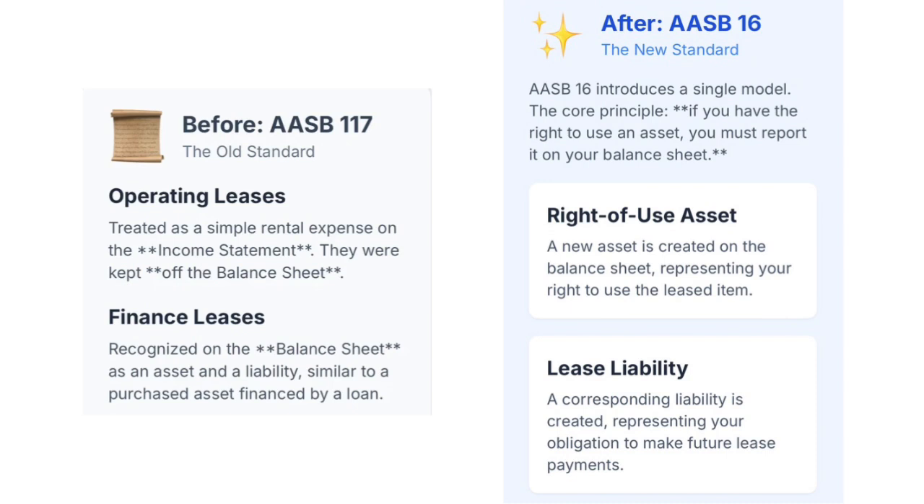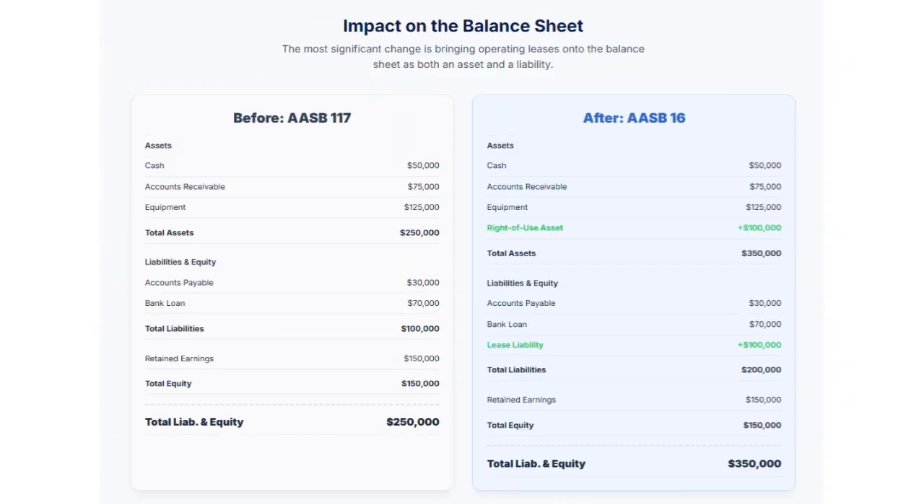This means two new entries appear on your balance sheet: a right-of-use asset. This represents the company's right to use the leased asset. A lease liability. This is the company's obligation to make future lease payments.